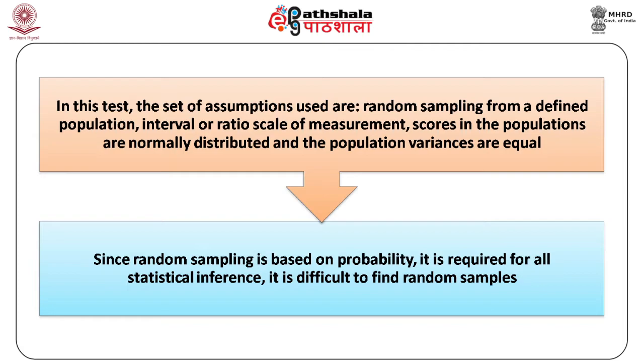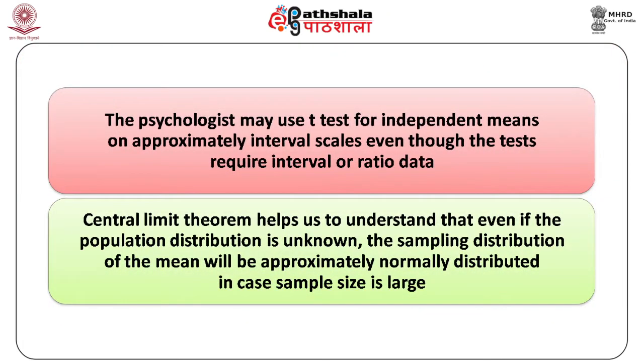Since random sampling is based on probability, it is required for all statistical inference. It is difficult to find random samples. The psychologist may use t-test for independent means on approximately interval scales, even though the tests require interval or ratio data. Central limit theorem helps us to understand that even if the population distribution is unknown, the sampling distribution of the mean will be approximately normally distributed in case sample size is large.